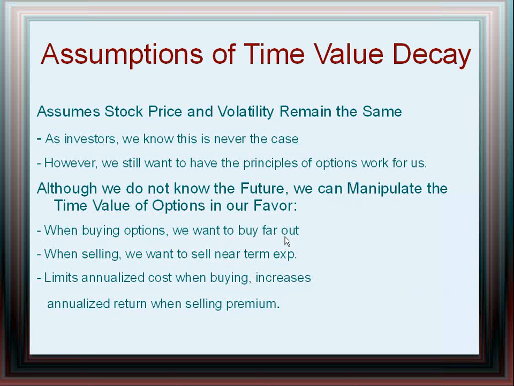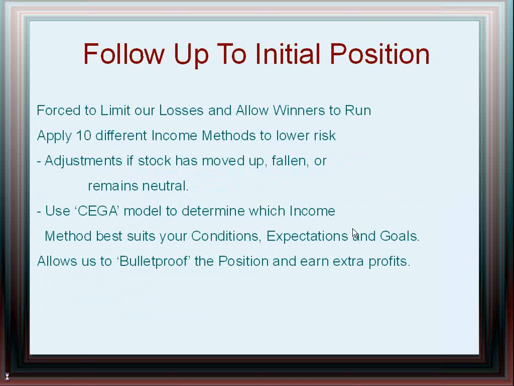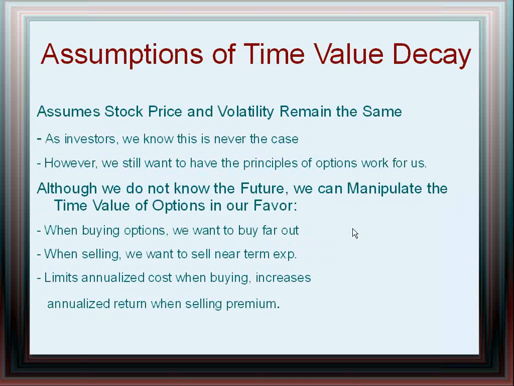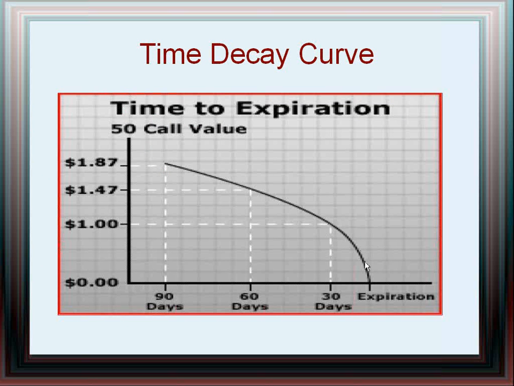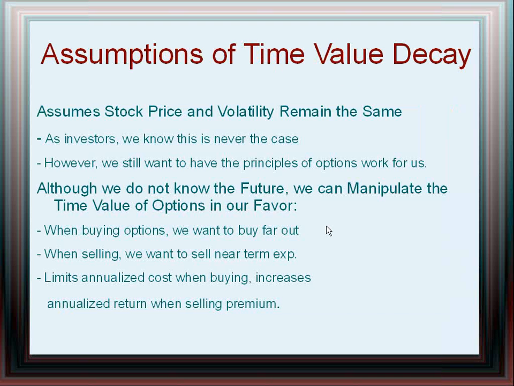When buying options, we want to buy far out on time. We want to avoid that rapid decay. When selling, we want to sell near term, don't we? When we go back to that graph that we just saw, oh, I'm sorry, folks. There we go. We want to be selling in this 30 to 45 day time range. We want that rapid decay to be working with us when we're using any of the income methods that take advantage of premium, 1, 6, 5, even potentially 3. We're going to take advantage of that rapid time decay.